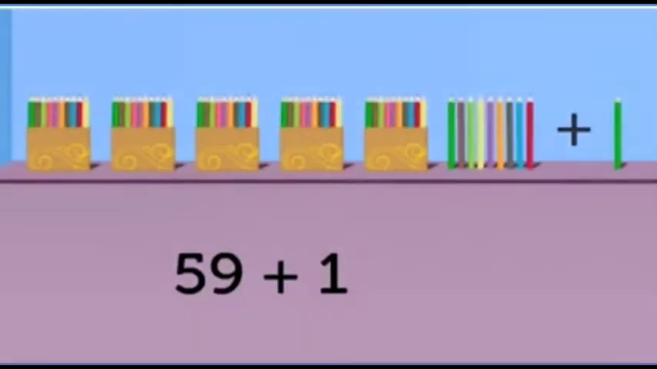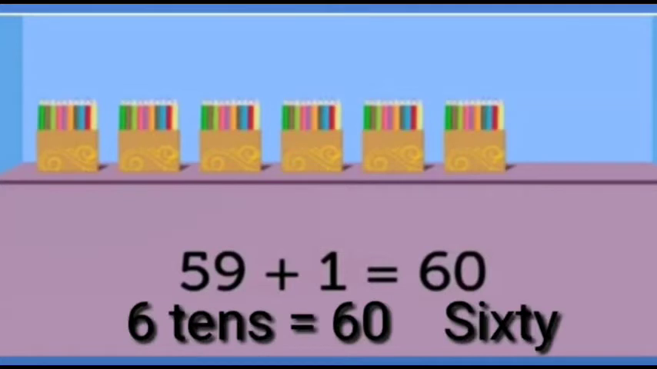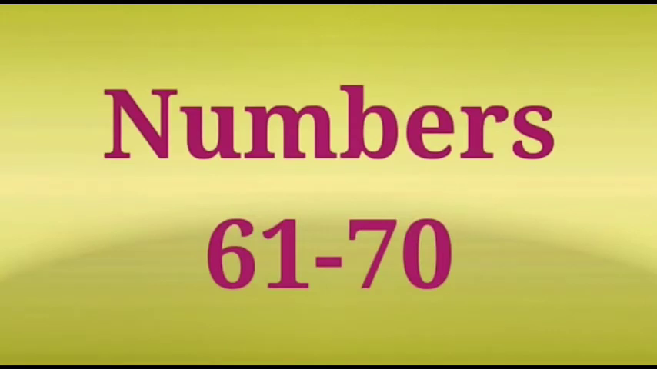59. If we add one more to ones, it will become one more ten. So together 6 tens are there. So what is the spelling of 60, children? So here 6 tens, 0 ones. That is 60. S-I-X-T-Y. Now let us learn numbers 61 to 70.